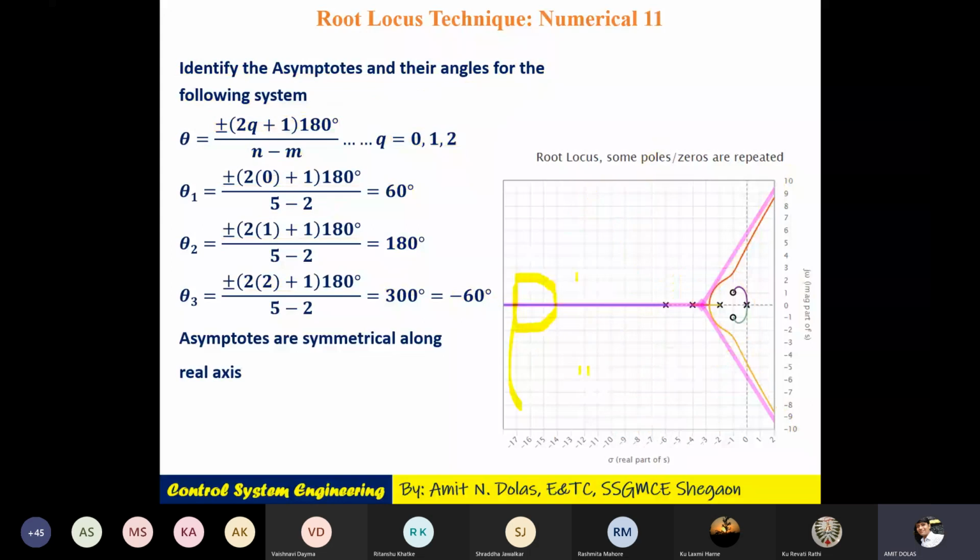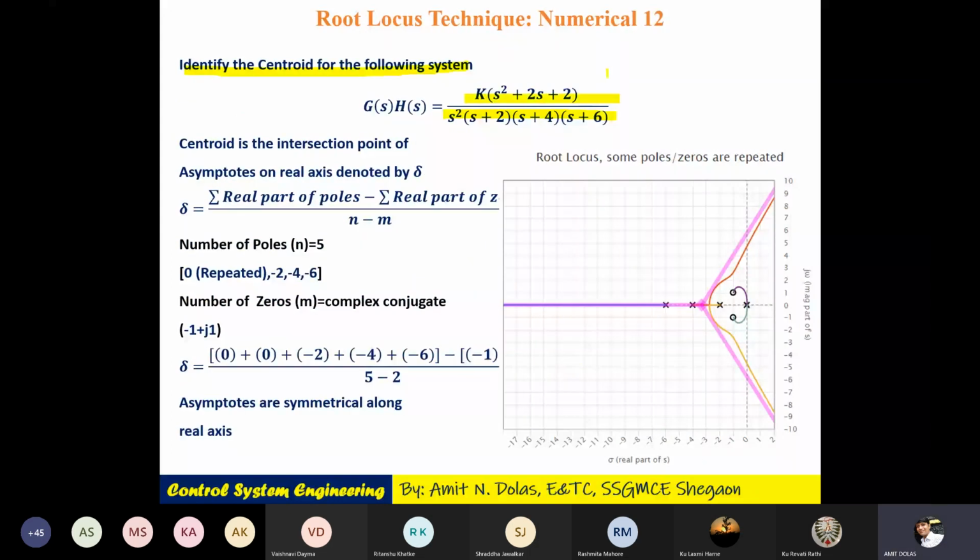Okay. Identify the centroid of the following system. I have not changed the system; it is the same, I have not changed the transfer function, for the sake of understanding. So the centroid is the intersection point of asymptotes on the real axis, denoted by delta. Somewhere here. And you have to remember the formula.